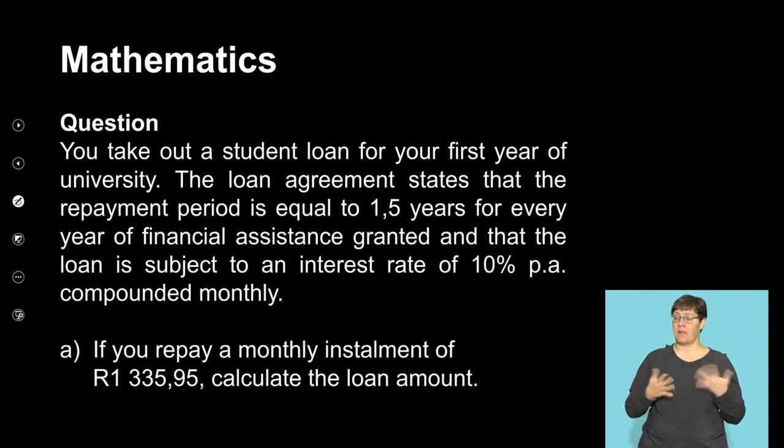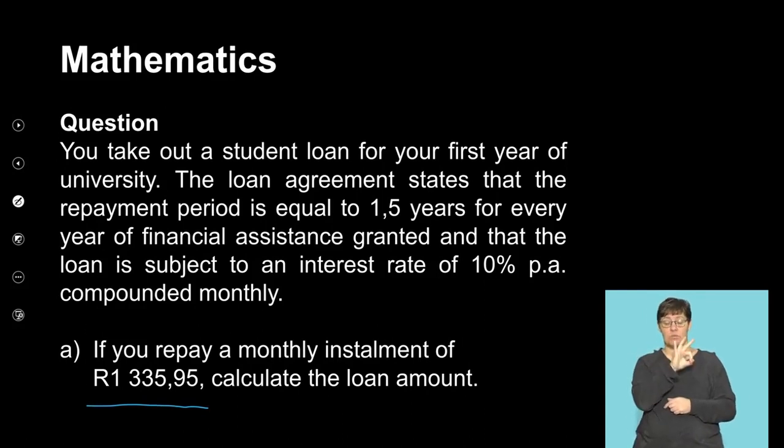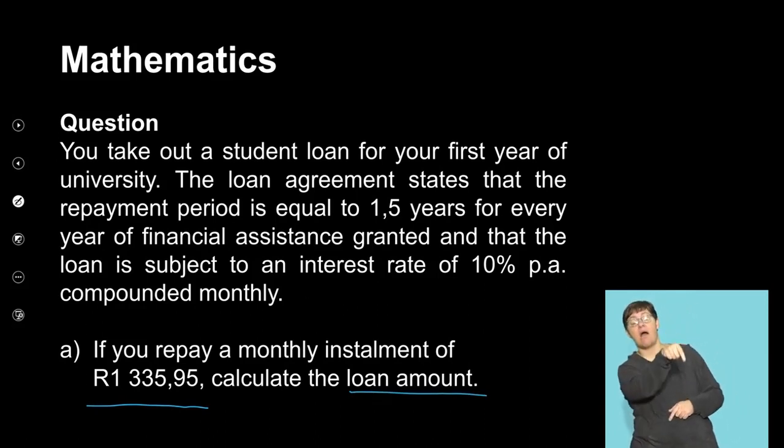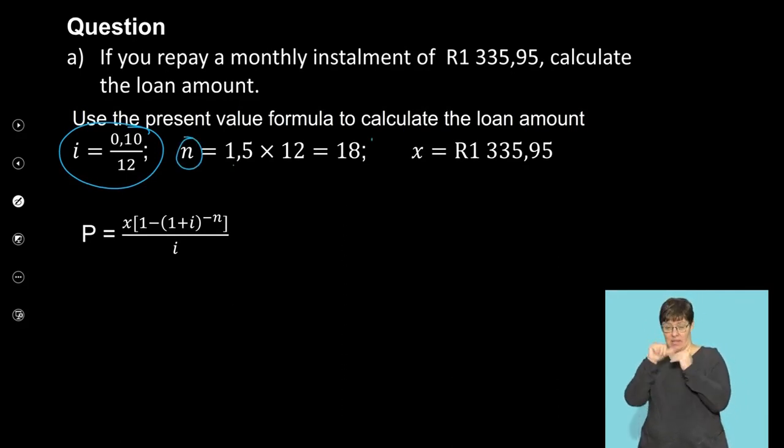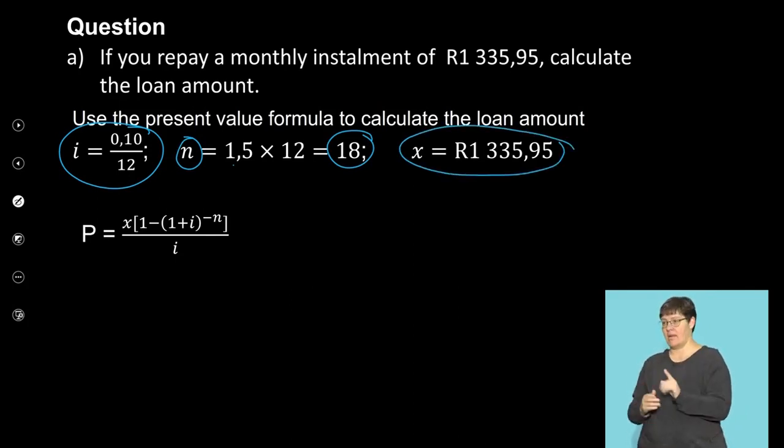Now, if you repay a monthly installment of 1,335 rands and 95 cents, how much will the loan be, right, that you must take now in order to pay this much? So what do we know? We know our formula. We know our data that i is 0.10 over 12. We know that n is going to be 1.5 times 12, which is the same as 18 months because it's a monthly thing. And then we know on a month-to-month basis, we are paying 1,335 rands and then 95 cents.